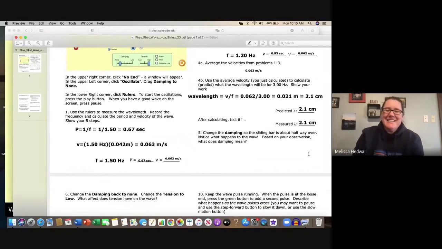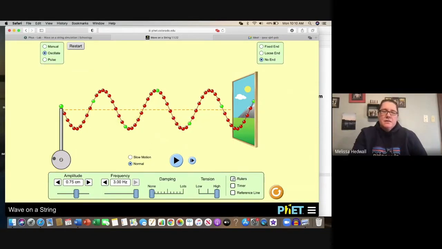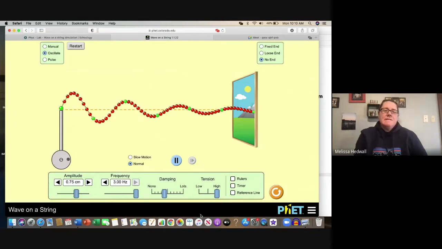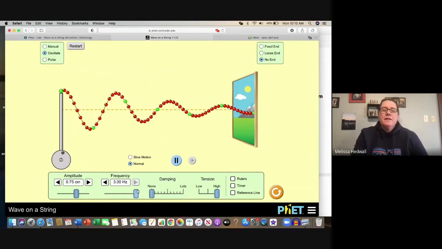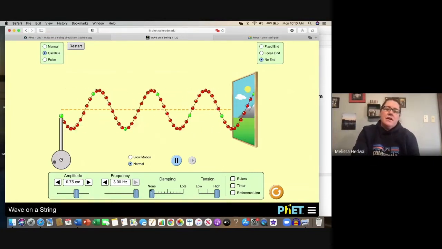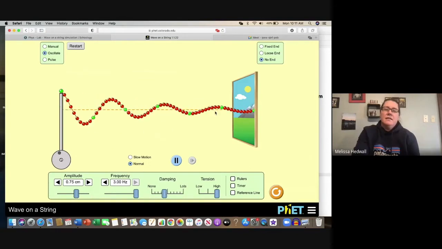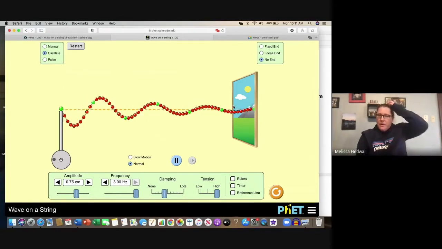So then it says to change the damping so that the slide bar is about halfway over. Notice what happens to the wave. Based on your observation, what does damping mean? So I'm going to clear out some things here, and slide my damping to about halfway over. Before, when we don't have any damping, the wave stays at a regular height all the way out. That wave continues. When we add some damping, it diminishes as it goes away from the source.